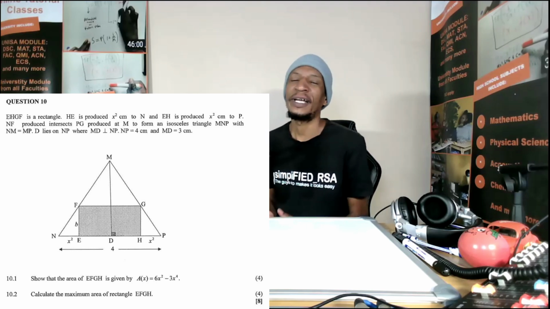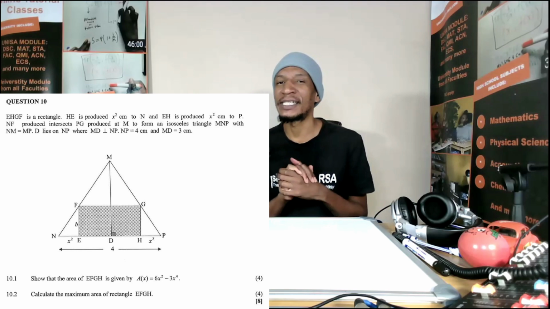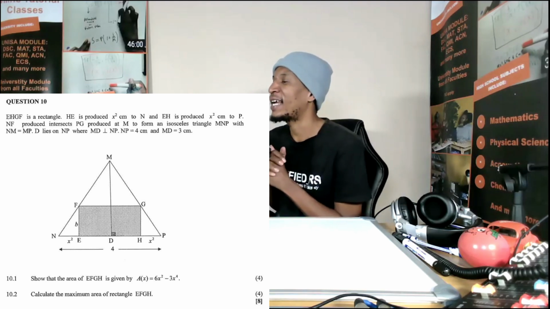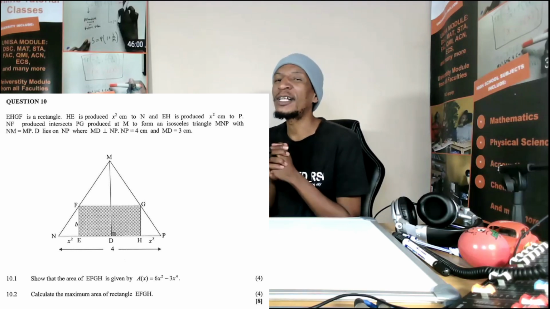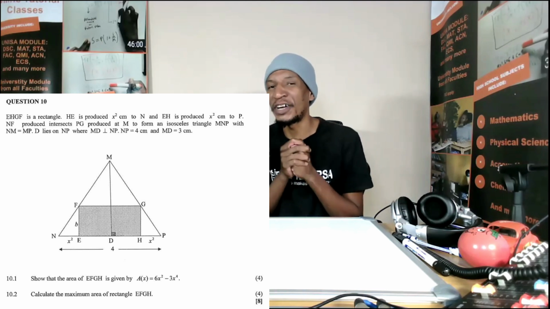Interesting question, because the whole concept here is to know that in order to show the expression of the area of a rectangle, you have to calculate the length and multiply it with the width, also known as length times breadth.